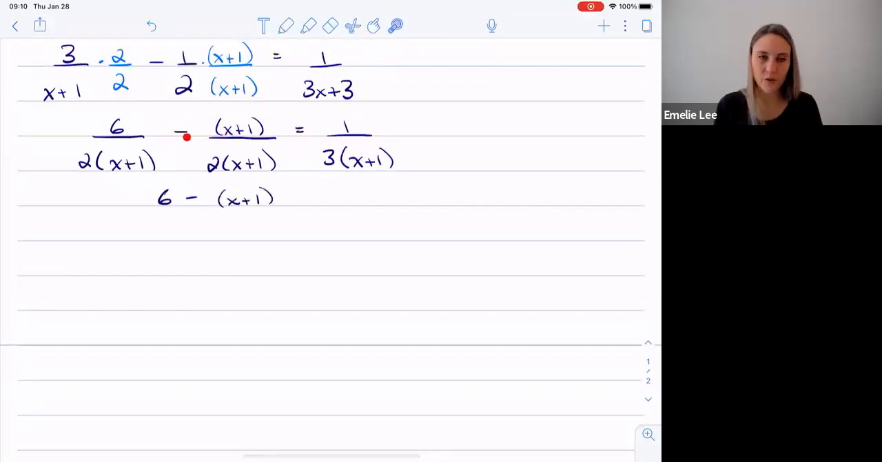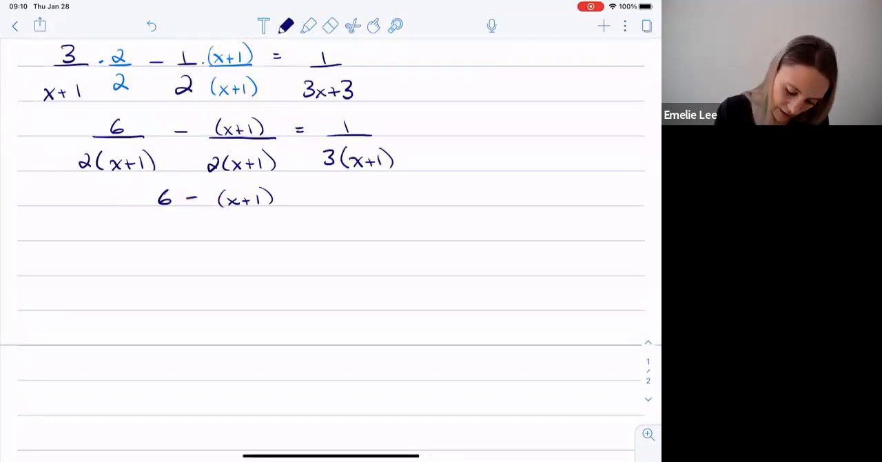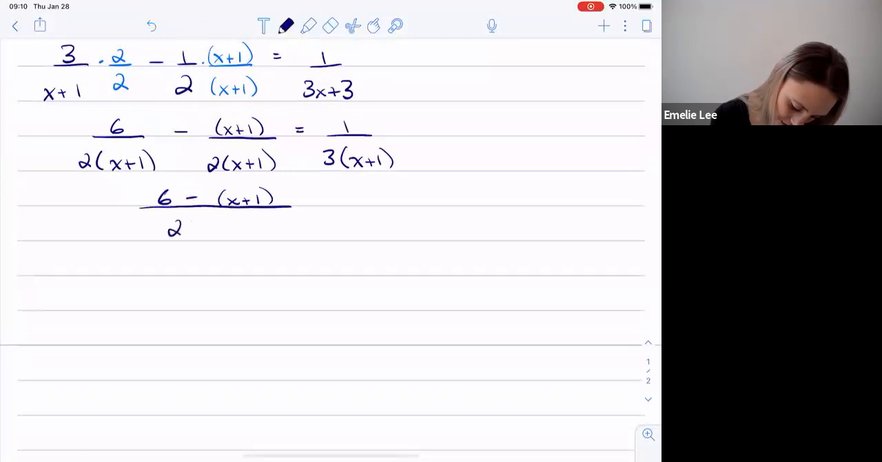Careful with these brackets, right? Because we're subtracting, I'm going to have to expand that negative inside the brackets onto both terms, right? So I want to make sure I have brackets on here if I'm subtracting. And it's all over 2 times x plus 1 over 3 times x plus 1.